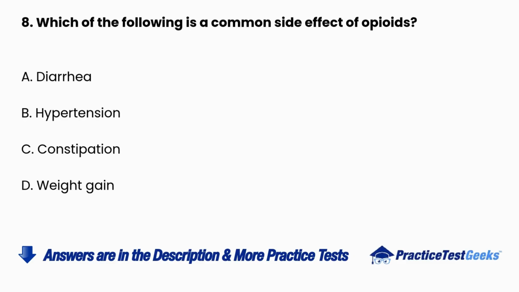8. Which of the following is a common side effect of opioids? A. Diarrhea. B. Hypertension. C. Constipation. D. Weight gain.